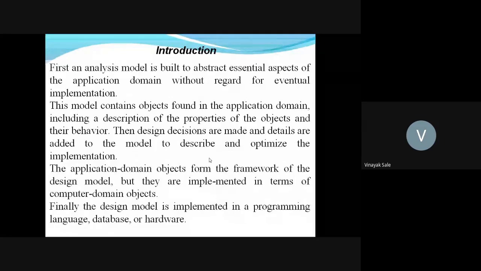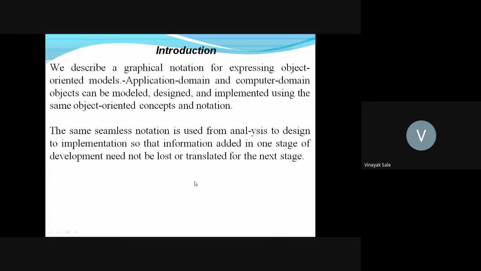The application domain objects form the framework of the design model, but they are implemented in terms of the computer domain objects. And finally, the design model is implemented in the programming language with database and hardware. So we describe a graphical notation for expressing object-oriented models such as application domain and computer domain.